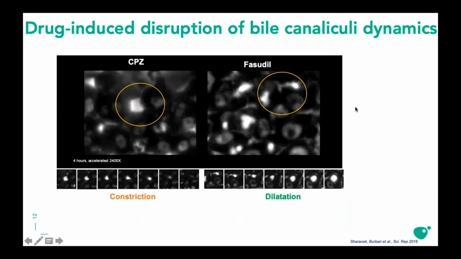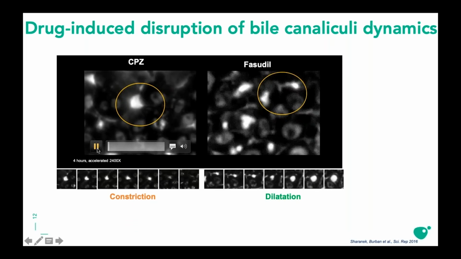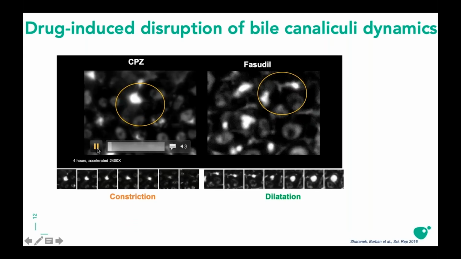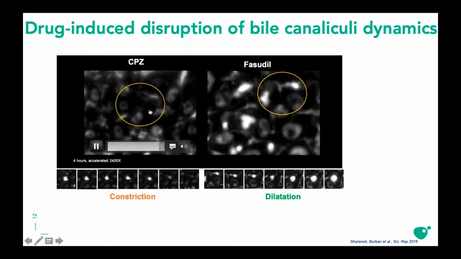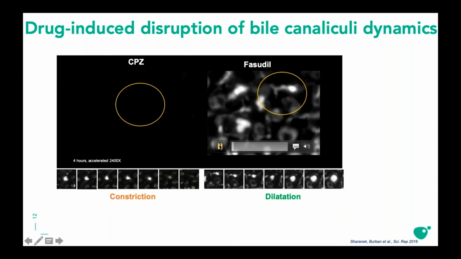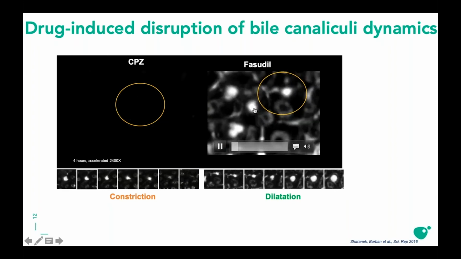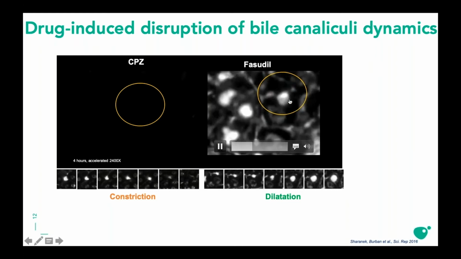The spike rhythms were analyzed in the presence of two cholestatic drugs, chlorpromazine and fasudil. As we can see in these videos, chlorpromazine induced permanent constriction of the saccular bile canaliculi, whereas fasudil induced strong dilation, noting that both chlorpromazine and fasudil led to a total disappearance of spikes and a loss of connections between the saccular and the tubular bile canaliculi.